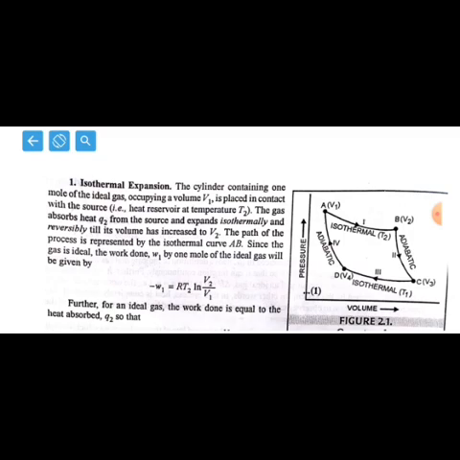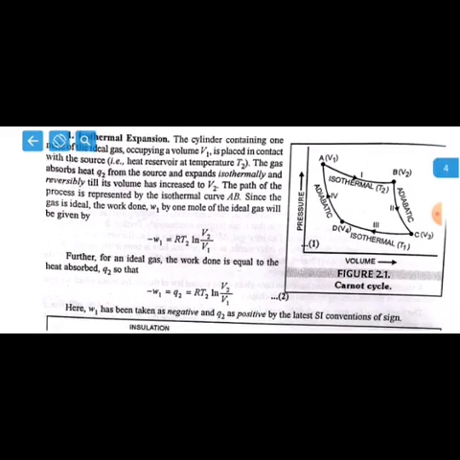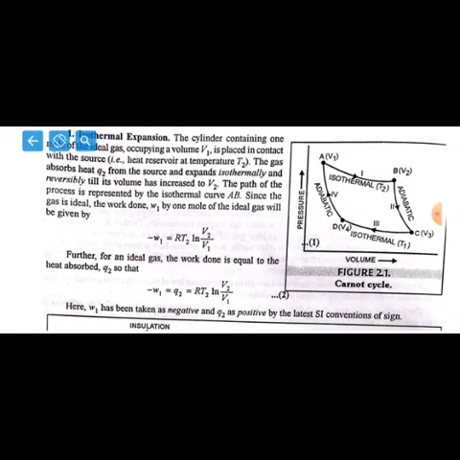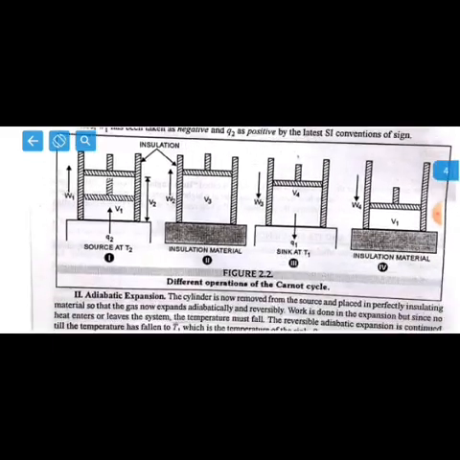Since the gas is ideal, the work done W1 by 1 mole of the ideal gas will be given by minus W1 is equal to RT2 ln of V2 by V1. Further, for an ideal gas, the work done is equal to the heat absorbed Q2, so that minus W1 is equal to Q2, which is equal to RT2 ln of V2 by V1. Here W1 has been taken as negative and Q2 as positive by the latest SI convention of signs.